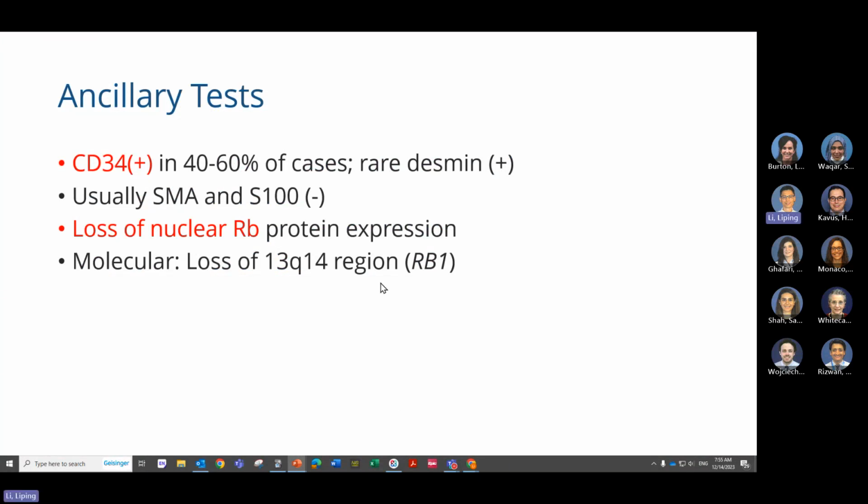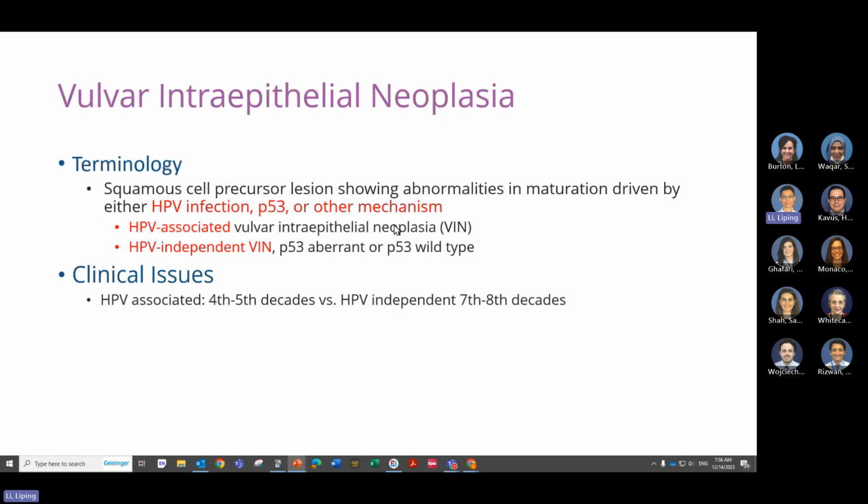Okay, so for this soft tissue part of GYN, we are done. And then we have this entity, vulvar intraepithelial neoplasia. So basically, the terminology, from my understanding, is just like squamous cell carcinoma in the vulvar area, but they are kind of different because we divide this VIN lesion into HPV associated and HPV independent VIN.